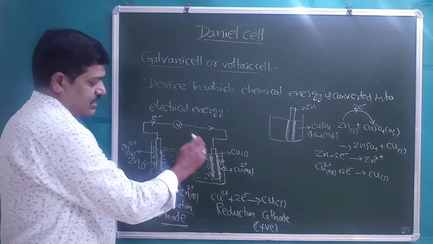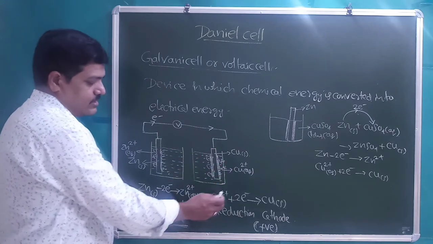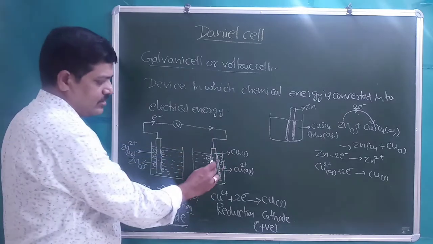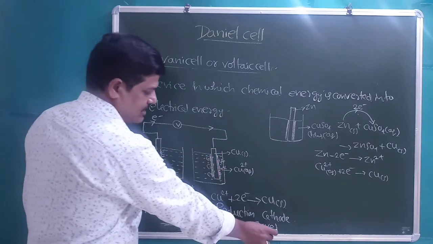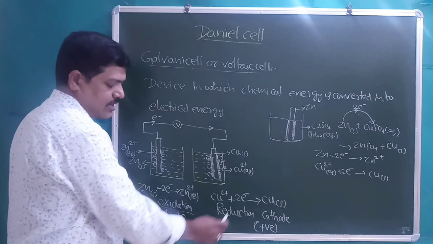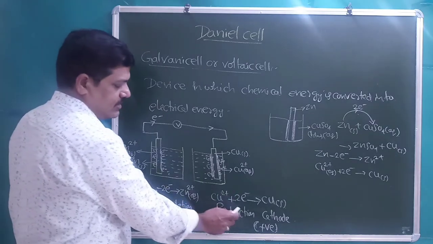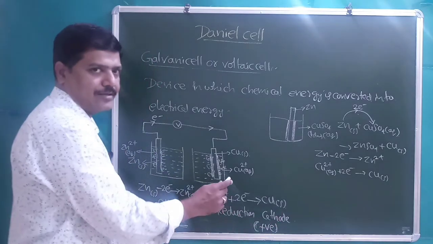But here on the right side container, Cu2+ ions which are ready to take the electrons from the external circuit will attain positive charge through the electrode. But here reduction is taking place. The electrode at which a reduction takes place, we have to call it a cathode.